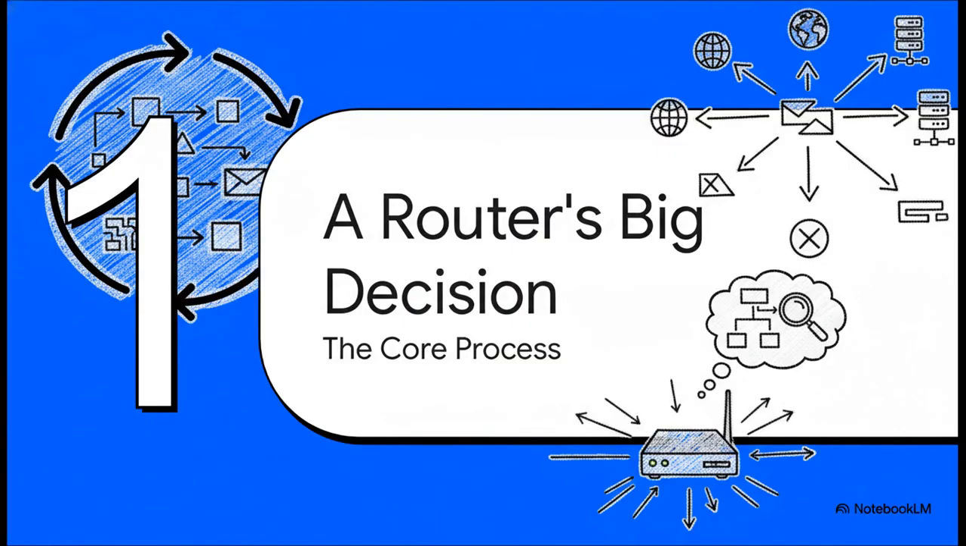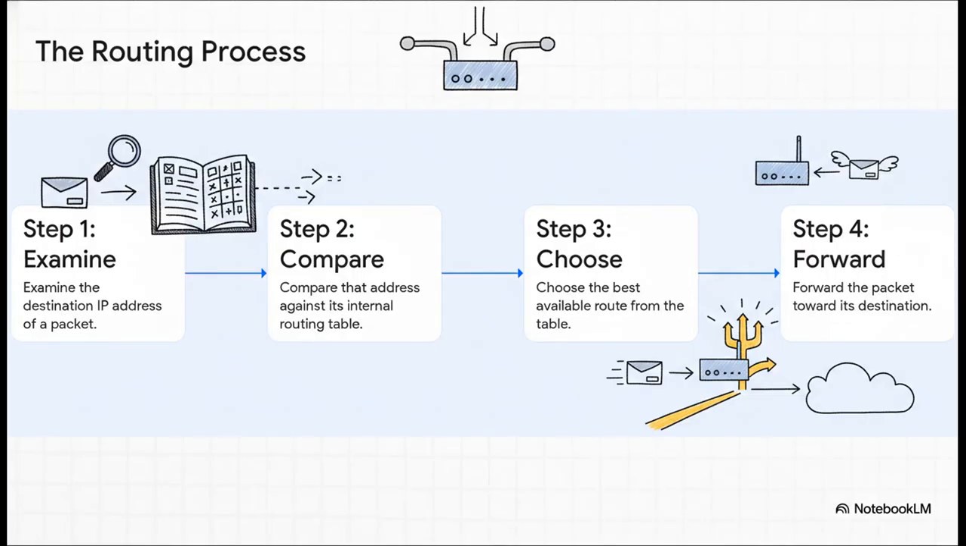To really get to the bottom of this, we first have to understand what a router's fundamental job is. It's all about making one big decision over and over again. It follows this super logical four-step process. First, it looks at the destination IP address on a packet. Then, it checks that address against its own internal map, which is called a routing table. If it finds a match, great. It picks the best path it knows and sends the packet along on its journey.